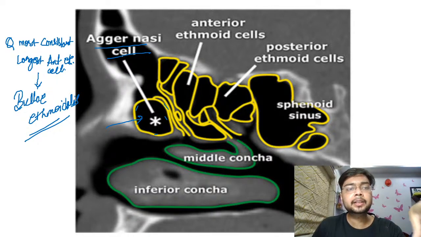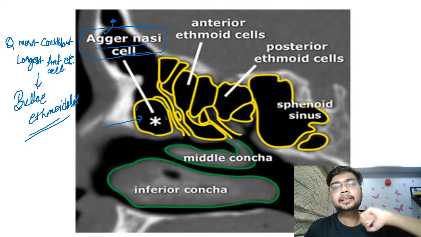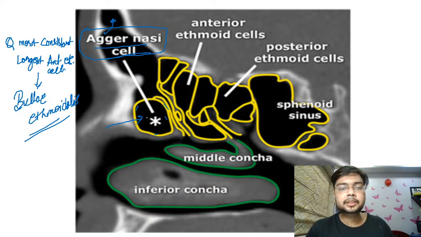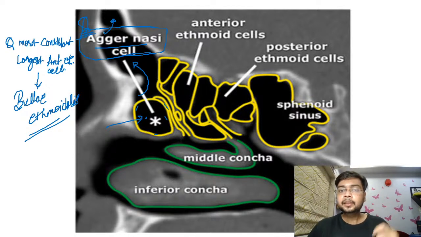But agger nasi is the most anterior ethmoidal cell. This agger nasi also marks a landmark while we do functional endoscopic sinus surgery for the frontal recess and then into the frontal sinus. You just see, this is the agger nasi. Here you are getting your frontal recess and then the frontal sinus. So again it is marking a way to the frontal sinus. So just remember this agger nasi is somehow related to the frontal sinus.